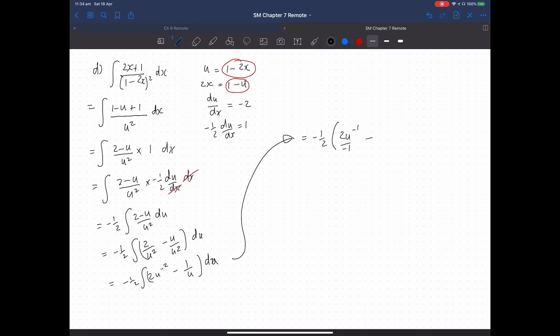Minus, the antiderivative of 1 over u is log e to the modulus of u plus c. Now remember, in specialist maths, the integral of 1 on x dx is log e, the modulus of x plus c, whereas in maths methods, you are not using the modulus sign. So in maths methods, you'd get a slightly different answer.